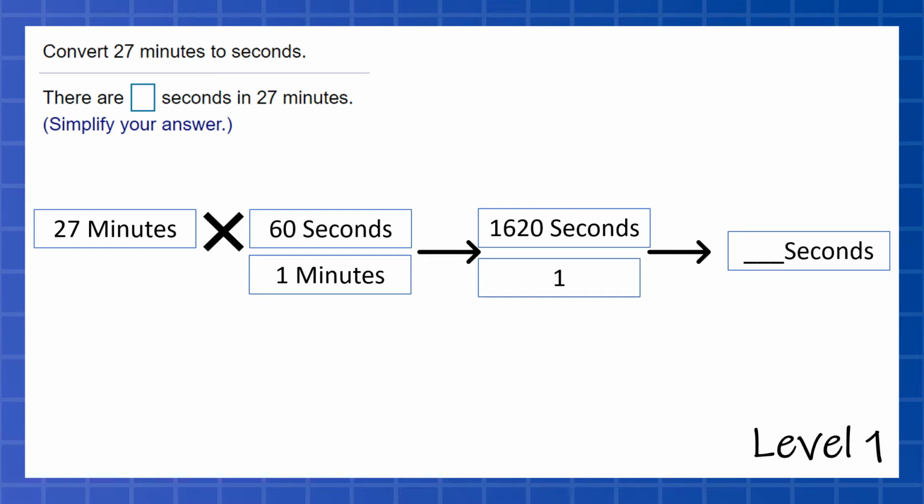It's just a number. The units canceled out because we had minutes on the top and bottom, which means since the minutes cancel out and we're just dividing by 1, we just end up with 1,620 seconds. And that's our answer to how many seconds there are in 27 minutes.